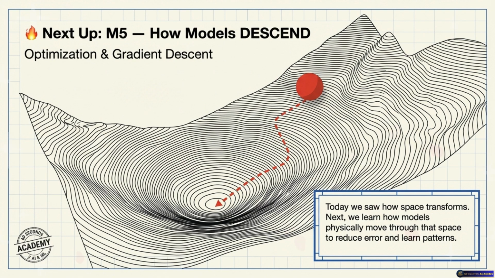Which perfectly sets up our next deep dive. In Module 5, we are going to explore how models descend. We're going to dive into the mathematical engines of optimization and gradient descent. We will finally look at how the model measures its own mistakes and how it uses calculus to incrementally adjust every single number inside its matrices. We will see how it navigates the mathematical landscape to find the perfect spatial transformations entirely on its own. You will finally see the mechanics of how the machine actually learns.